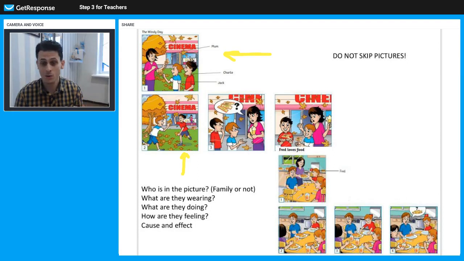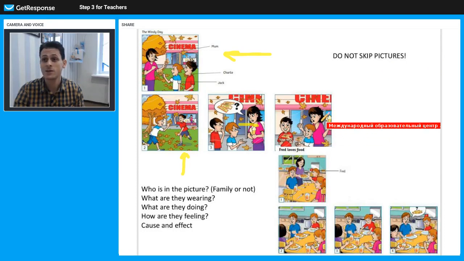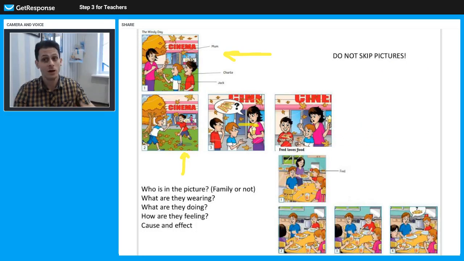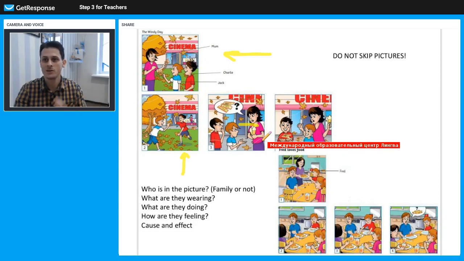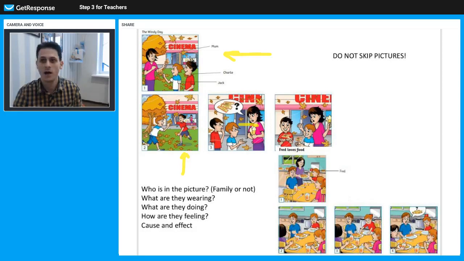To get extra points, they could talk about the clothing. That's a fantastic and easy way to get some points. Of course, what they are doing, and a great way to get points here is about feelings. So in picture 3, I could say the mom is angry because Charlie and Jack don't have the tickets. Great. So there are a lot of easy ways to get points, but the only thing that is actually required is the action. So Charlie and Jack are playing with leaves outside the cinema. The mom is asking about the movie tickets, and in the last one, the movie tickets arrive by the wind.